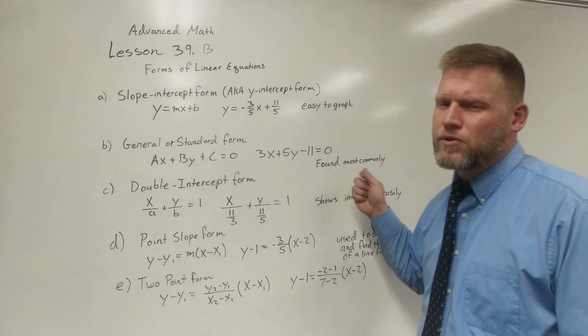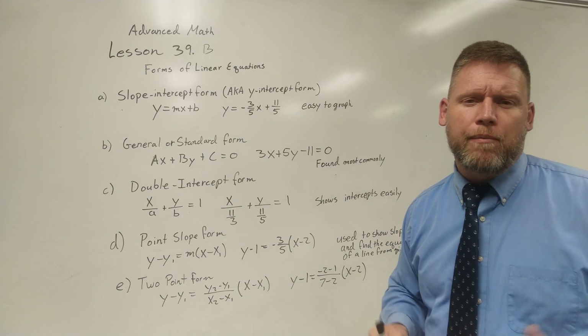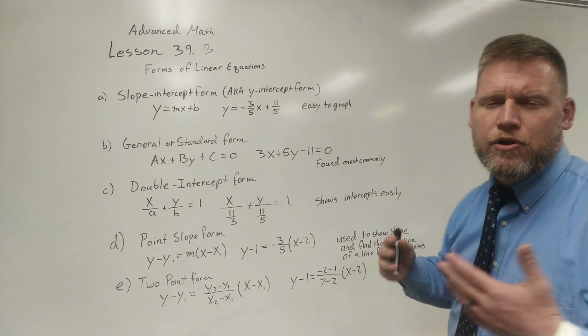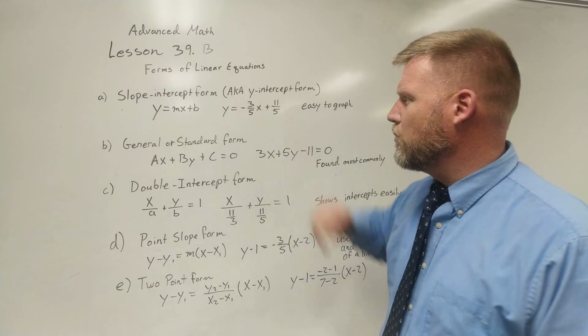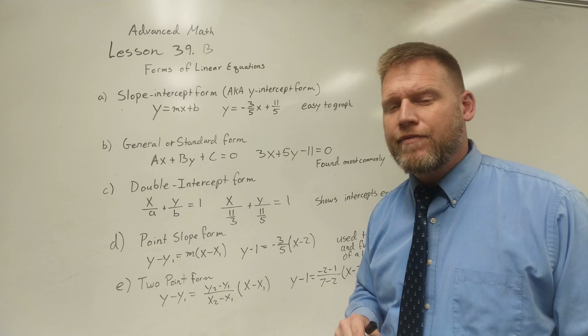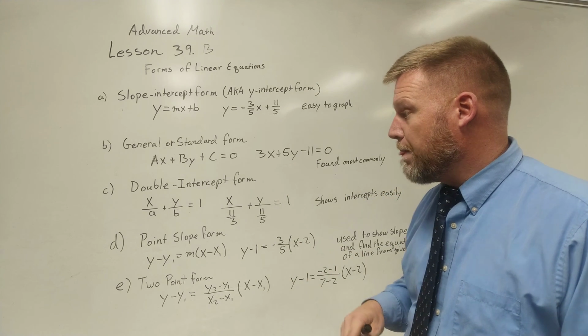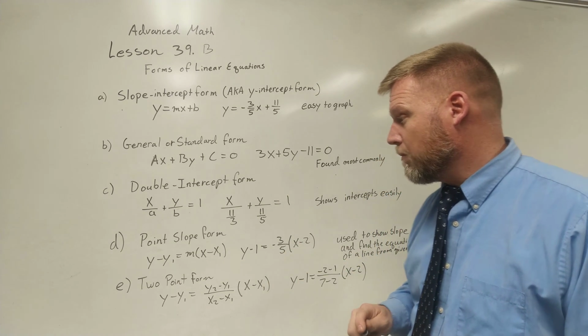And this is found most commonly when you're starting with a problem. And even if they said, graph this linear equation, you may change it from this format to this one because it's a whole lot easier to graph, although you could graph it from either way. The third one is double intercept form.